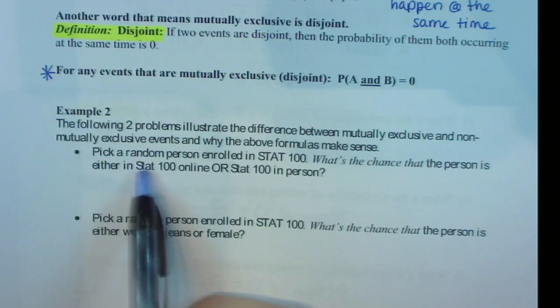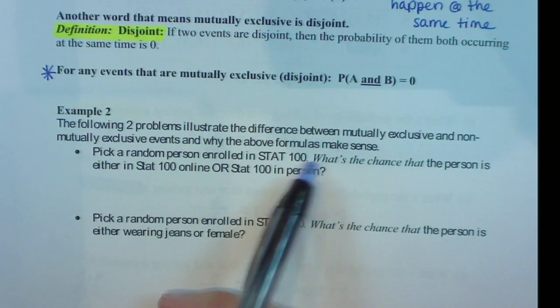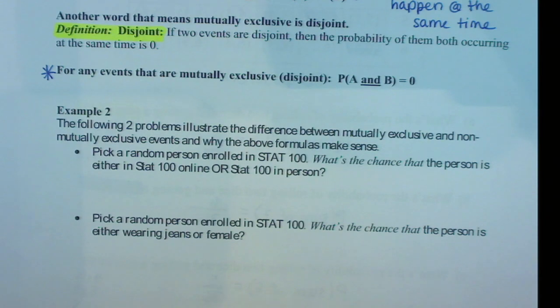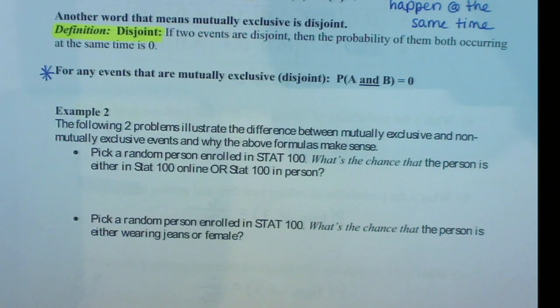So the first one says pick a random person enrolled in Stat 100. What's the chance that the person is either online or in person? Let's see, maybe we can try this. Raise your hand if you're in Stat 100 online. Do I have any online people here? Sometimes they come. No, there's no one. Oh, there's one. Oh, hi. Hi, other online people. They're on video. They're seeing me, not you guys.